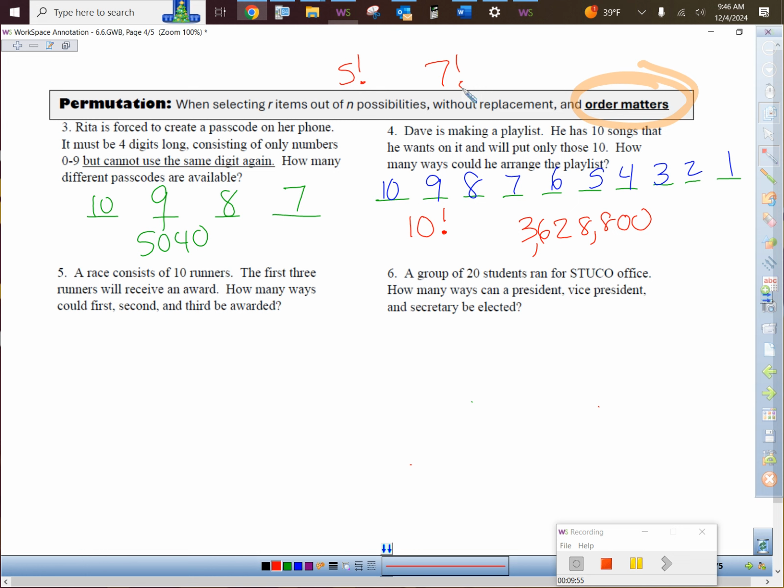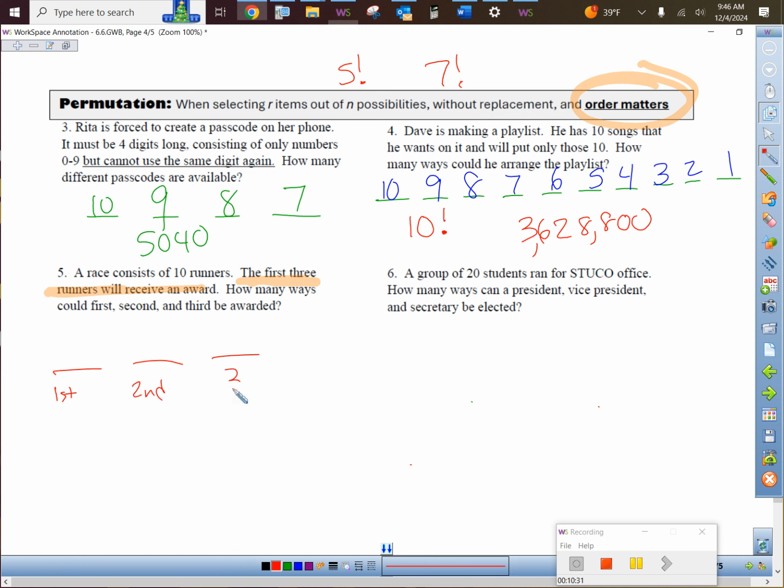A race is going to consist of 10 runners. Ooh, 10 people. The first 3 runners will receive an award. First place, second place, third place. Are you with me on that? How many different ways could that possibly line up? Let's do blanks again. How many awards are given away? 3. Boom, boom, boom. All right? First place, second place, third place, if you want a little extra help.